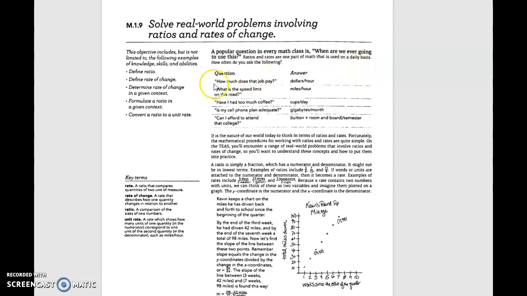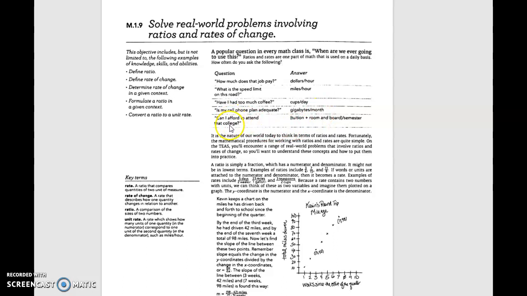Here are some examples. How much does that job pay? Well, you're looking for dollars per hour. What is the speed limit on this road? Well, that's miles per hour. How much coffee did I have? Well, that's cups per day. Is my cell phone plan adequate? That might be gigabytes per month.